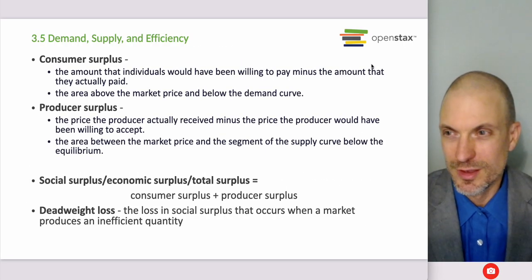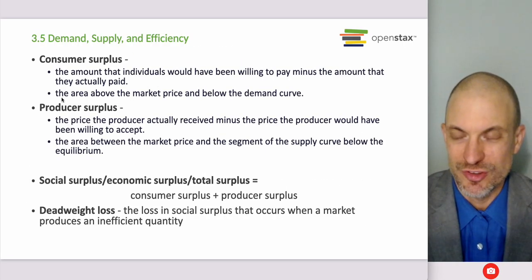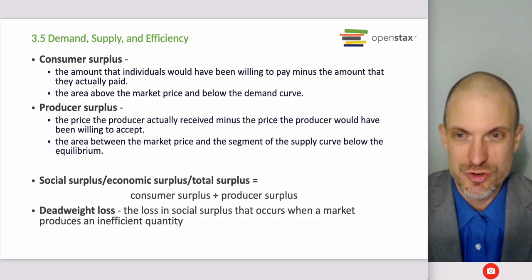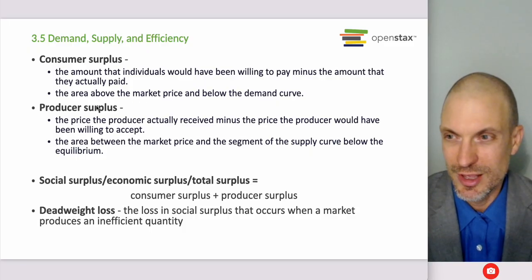Okay. Now, demand, supply, and efficiency. Consumer surplus is the amount individuals would be willing to pay minus the amount they actually pay.